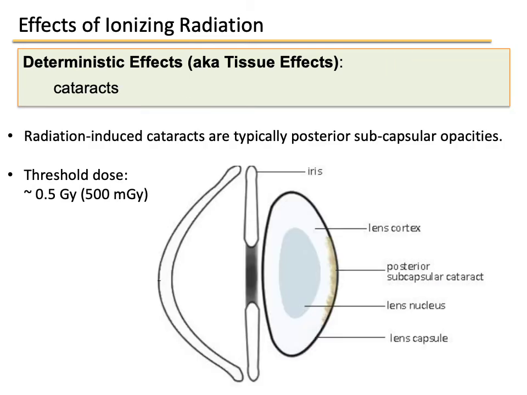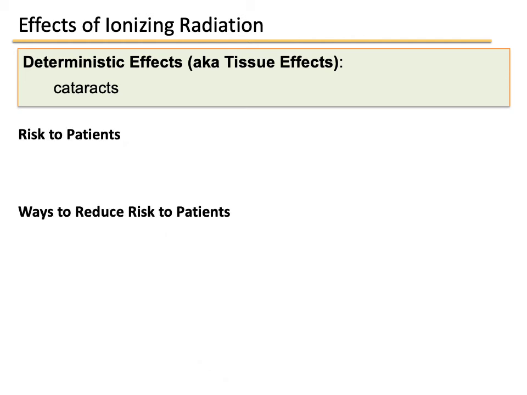The next type of tissue reaction I'll discuss is cataracts. Unlike age-related cataracts, radiation-induced cataracts typically occur in the posterior subcapsular region. The threshold dose for developing cataracts is thought to be about 500 milligray. Patients who may be at risk of developing radiation-induced cataracts include those who undergo repeat imaging that exposes the eye to high amounts of radiation, such as head CT.